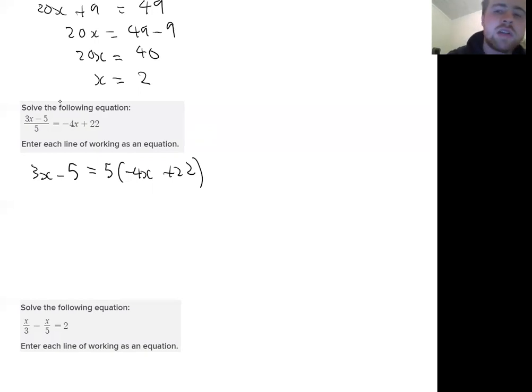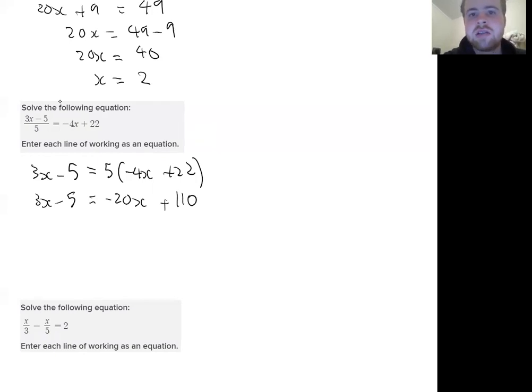Okay, so now I need to expand those brackets, just like we did before. You can see why this question is kind of just like expanding brackets 1, but with that extra step of getting rid of the fraction first. So this becomes 5 times minus 4x becomes minus 20x. 5 times 22 becomes 110.